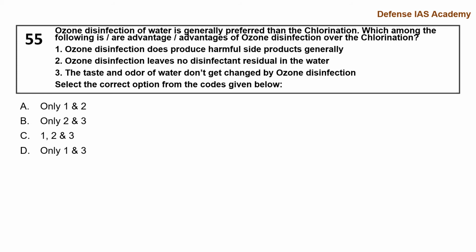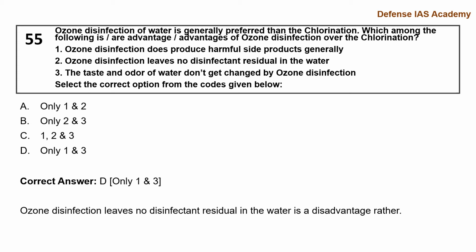Question number 55. Ozone disinfection of water is generally preferred over chlorination. Which among the following is or are advantages of ozone disinfection over chlorination? 1. Ozone disinfection does not produce harmful side products generally. 2. Ozone disinfection leaves no disinfectant residual in the water. 3. The taste and odor of water don't get changed by ozone disinfection. Select the correct option from the codes given below. The correct answer is option D, only 1 and 3. Leaving no disinfectant residual in the water is rather a disadvantage.